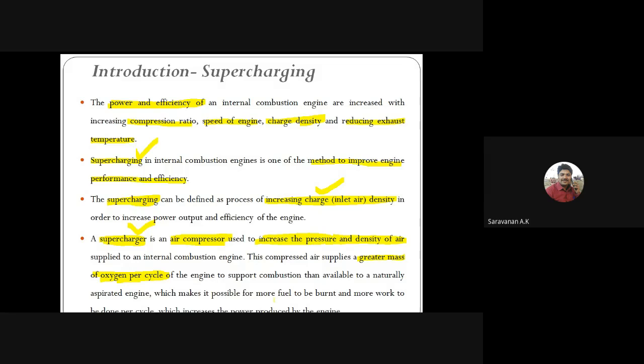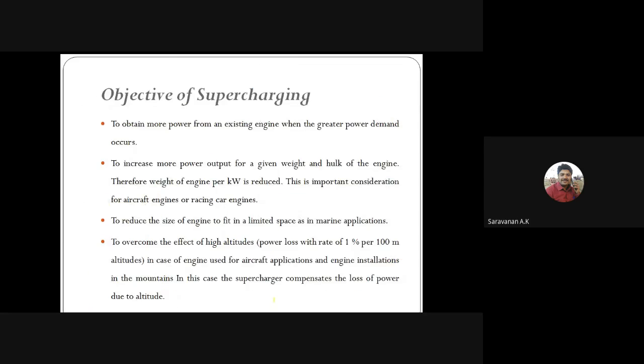So this term you have to remember: what is supercharging and what is a supercharger? Then we have some objectives, the same as what we discussed in the last slide. We have to obtain more power from the existing engine. That is the major objective of supercharging.